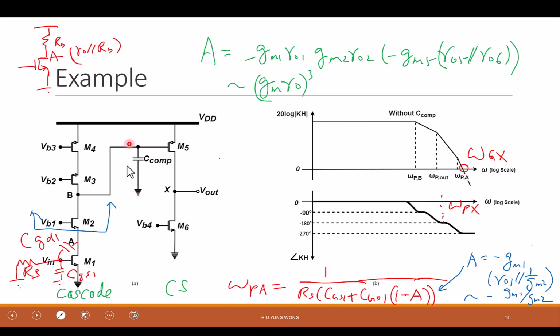So my goal is to use what we said earlier. I'm going to add a compensation capacitor here. So this is deliberate. This is not CGS, CGD. They are still there, but I deliberately add a capacitor there, a large capacitor. And that is what will happen. Because I add a capacitor, then I actually move the pole to here.